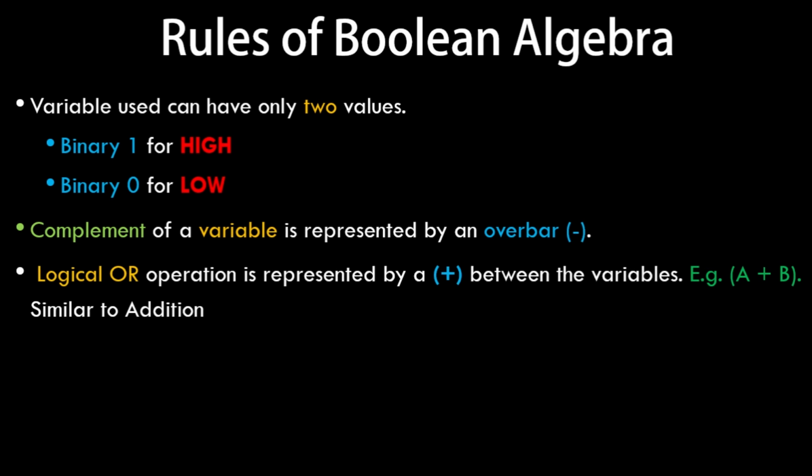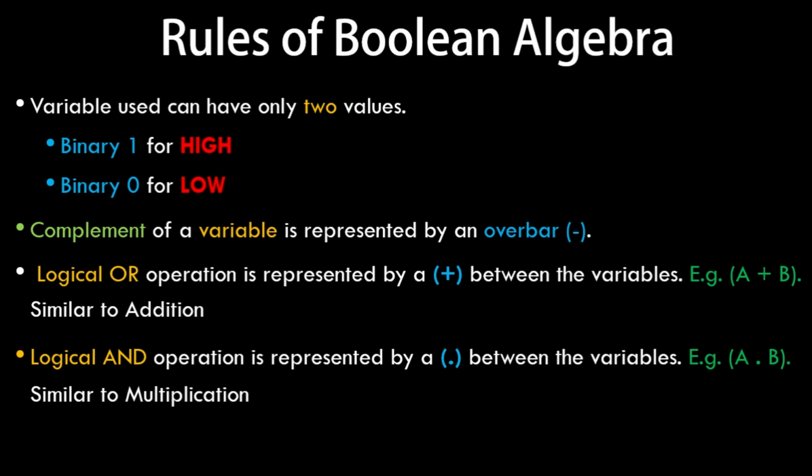The logical OR operation is represented by a plus between variables, for example a plus b. So we read it as a or b and not a plus b. It is similar to addition but has slight variation. A logical AND operation is represented by a dot between the variables, as you can see on the screen, a dot b, but we pronounce it as a and b. It is similar to multiplication. Now we'll see these operations in further tutorials, so don't worry, these ideas will be very clear to you.